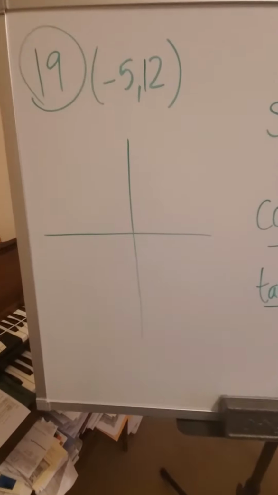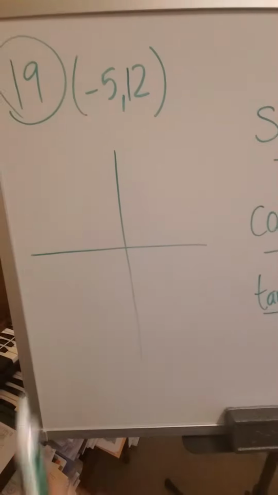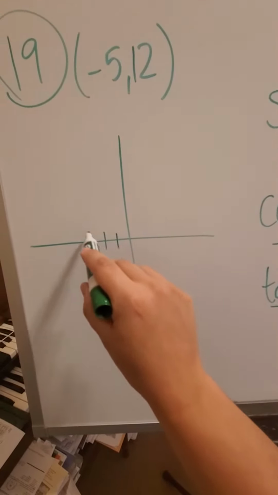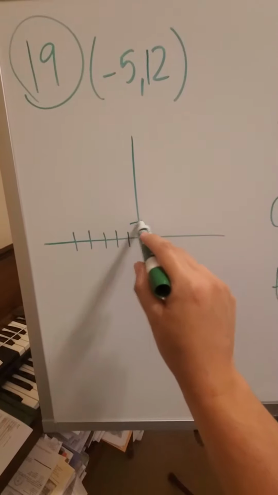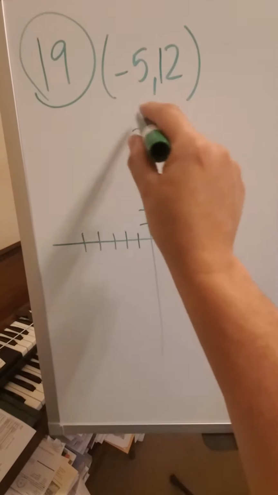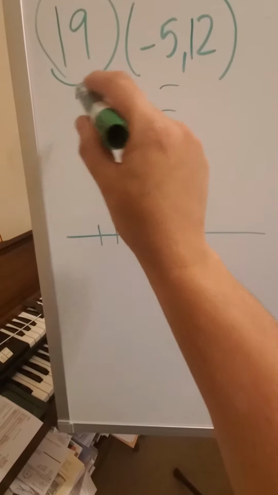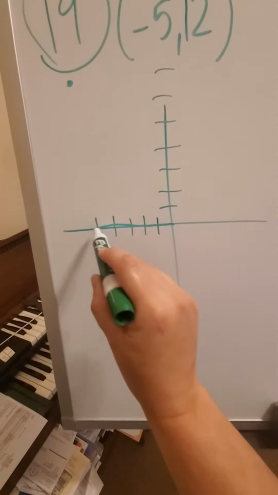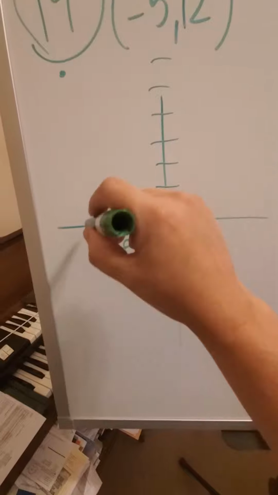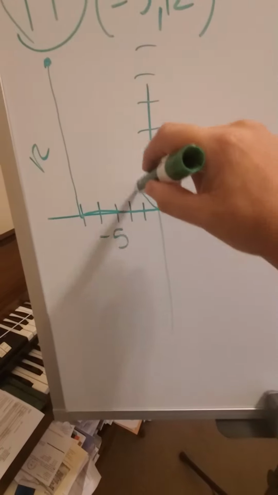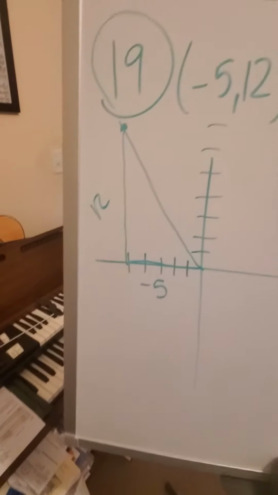All right, so on this one, let's graph this ordered pair: negative 5, 12. So negative 5, 1, 2, 3, 4, 5, and 12: 1, 2, 3, 4, 5, 6, 7, 8, 9, 10. We're going to assume that's 12 up there, okay? So that's negative 5, and that's 12. And so we're talking about a line that goes through that.